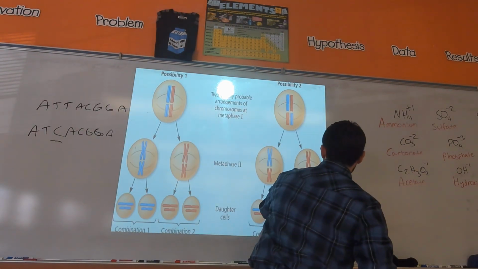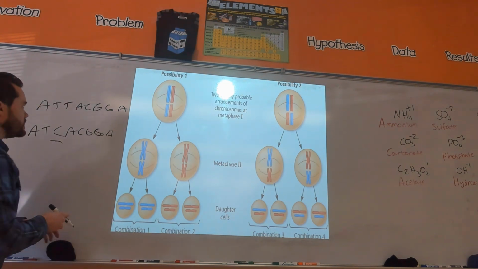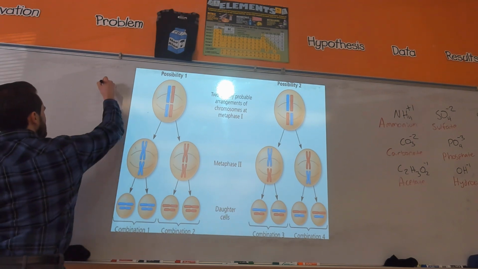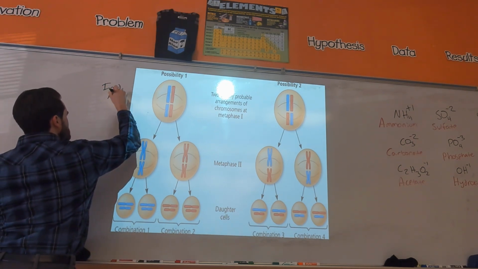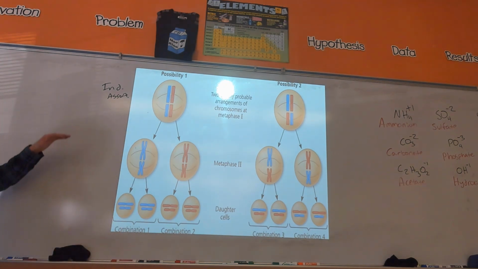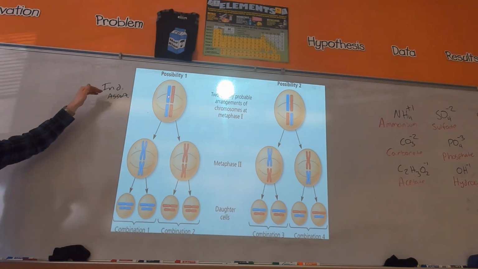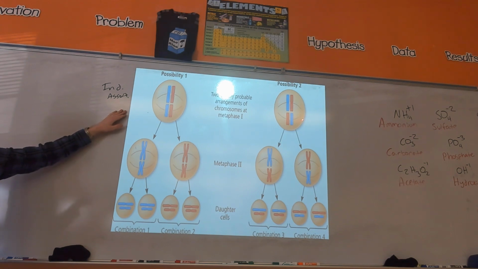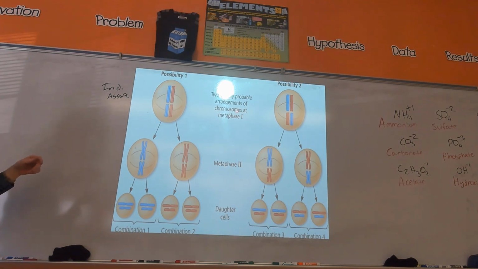Anyway, so this slide is showing independent assortment. We talked about this last class, and I just want to make sure we're on the same page with what this is. Whenever I'm showing you these chromosomes lining up, you think, okay, blue's here, goes blue, red, but it just as easily could have been blue, red, red, blue. Or it could have been both reds on one side and both blues on the other side. It's random, right?